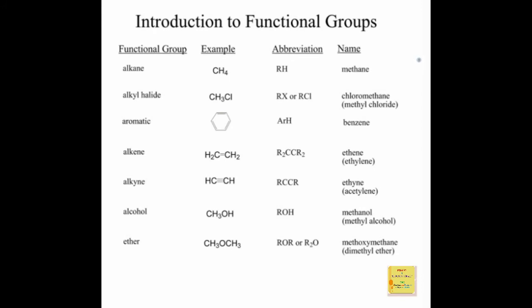So the simplest type of carbon compound we can have is just called an alkane. An alkane, like methane, is when we have nothing more than carbons and hydrogens and nothing else. No double bonds, no other atoms. We could abbreviate it just as an R group with a hydrogen. We use the letter R to represent any kind of carbon chain. So you'll see the letter R a lot to represent just a generic carbon chain.